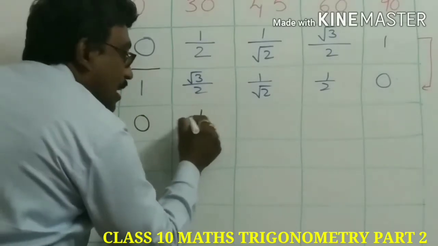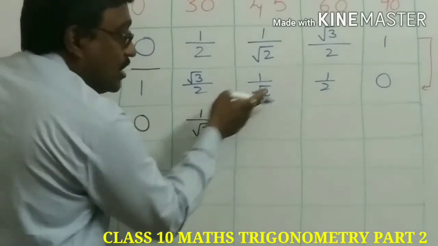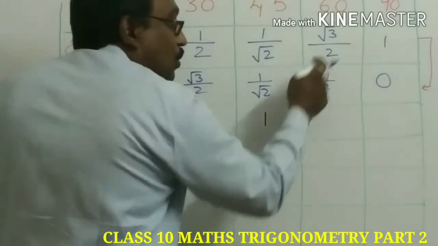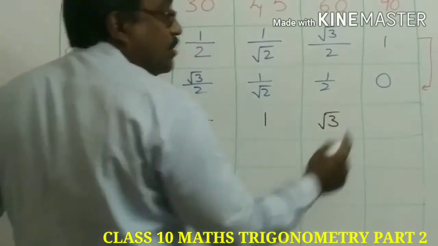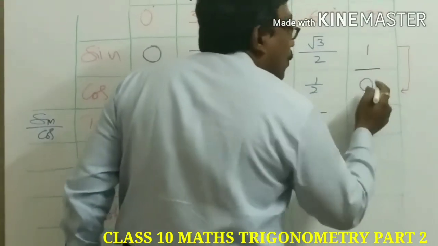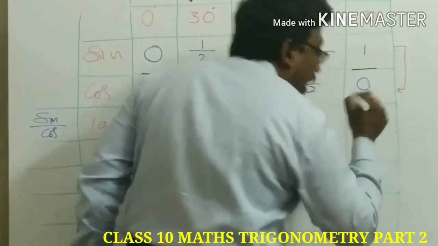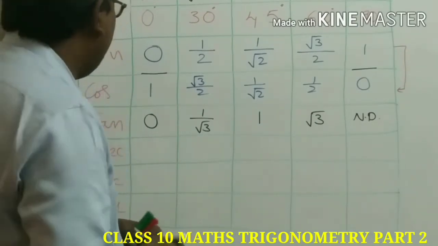2 gets cancelled, 1 by root 3. Both are the same, or else root 2 cancels, 1 by 1, which is 1. 2 again cancels, that is root 3. And the next one is here, 1 by 0. 1 by 0 value is not defined.